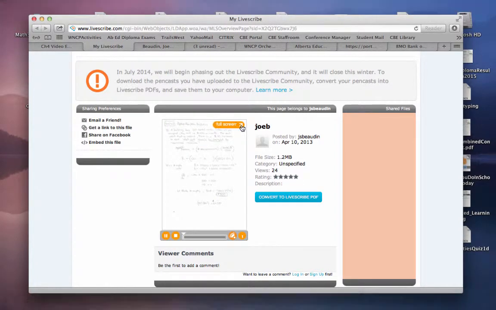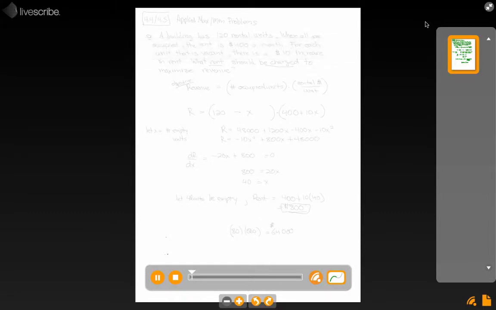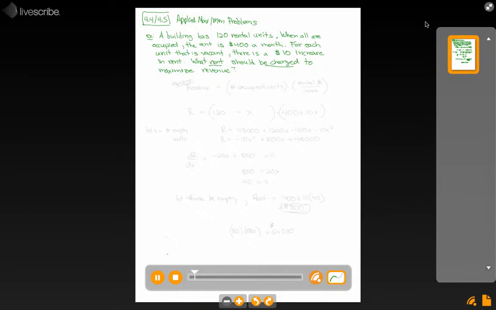This example comes out of chapter 4. It's an applied max-min problem. Technically, I suppose you could call it 4.5, but it also comes out of 4.4. So this question is a little bit different than some of the others we've seen.